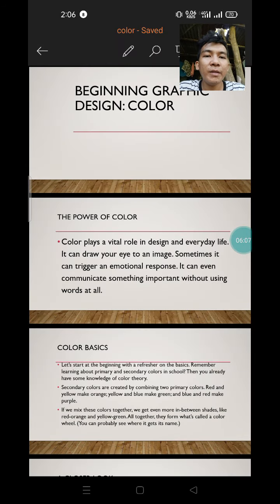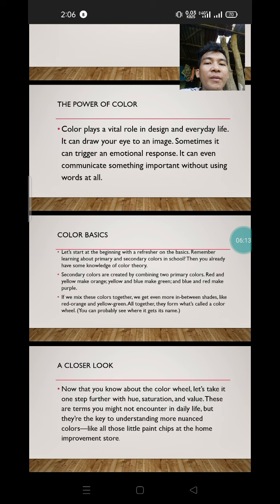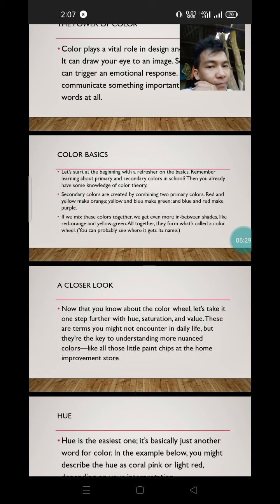Next topic in beginning graphic design is color. Power of color. Color plays vital roles in design and everyday life. It can draw your eye to an image, trigger an emotional response, and even communicate something important without using words at all.